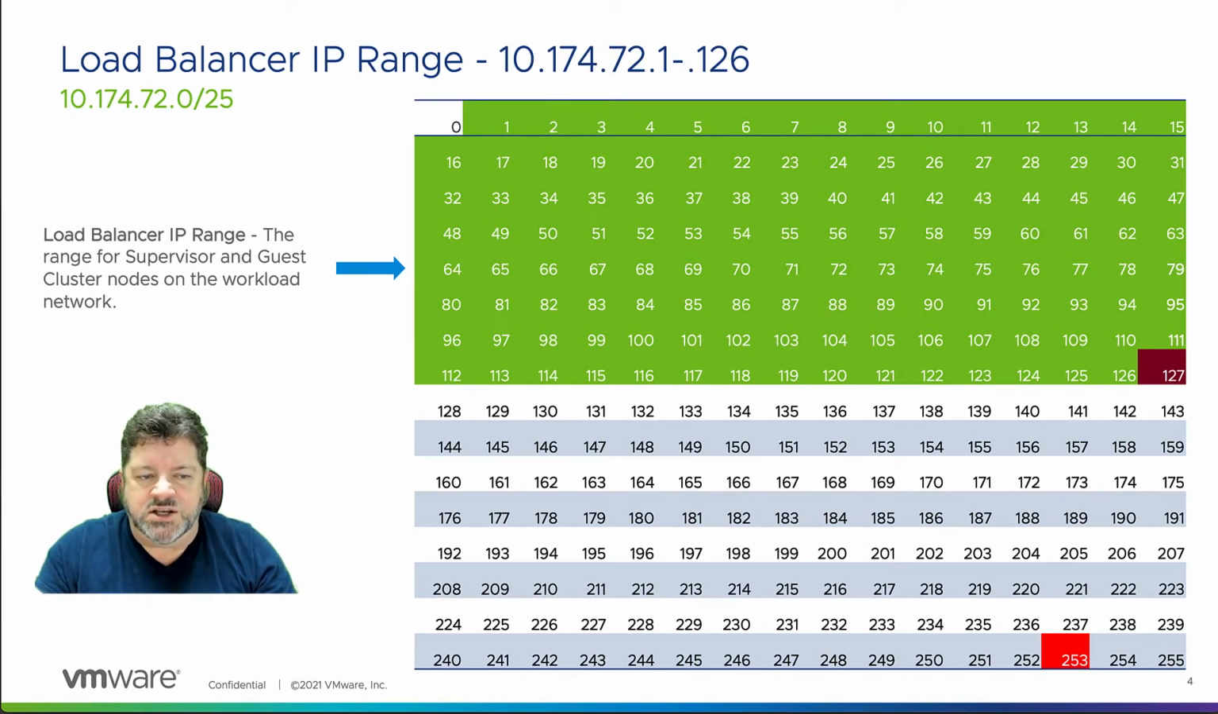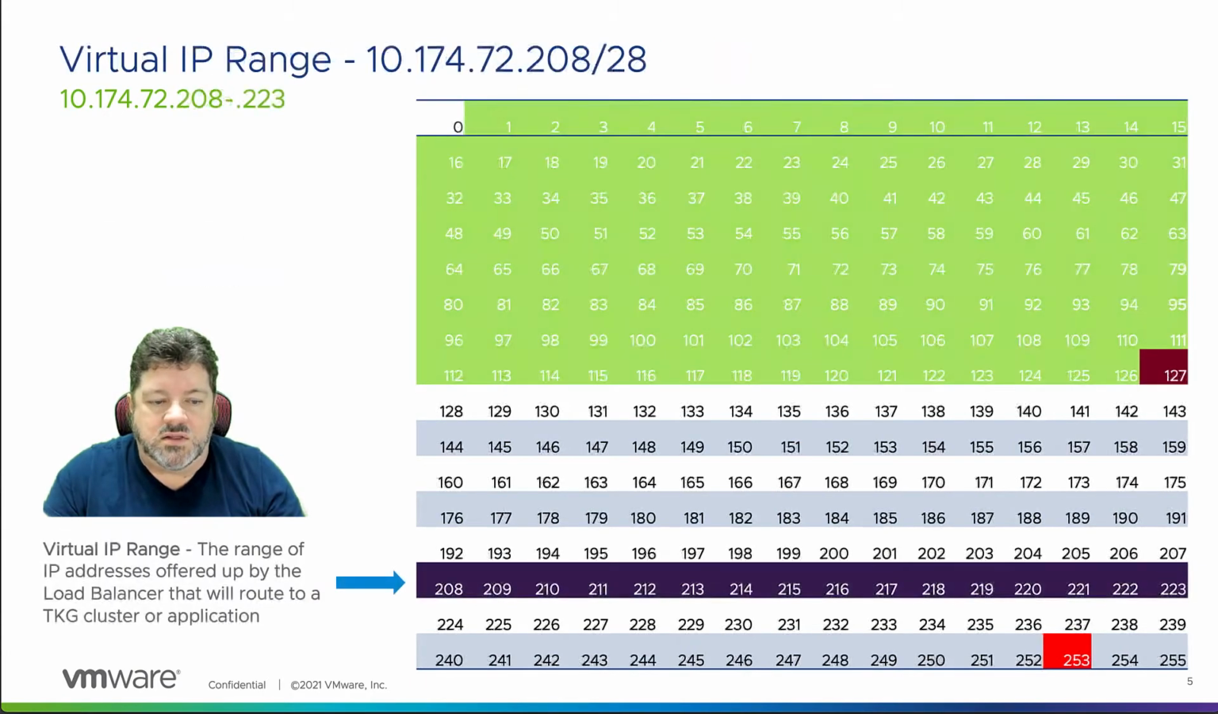This is the range that the supervisor and guest cluster nodes on the workload network use. The next block we're going to reserve is the virtual IP range, and that's the range of IP addresses offered up by the load balancer that will route to a TKG cluster or application. So these are the external IP address ranges.